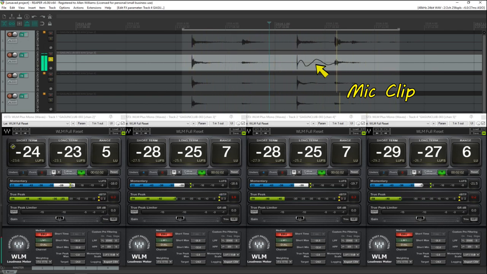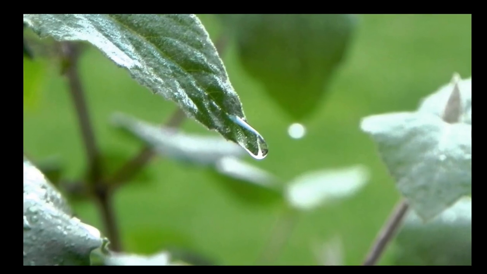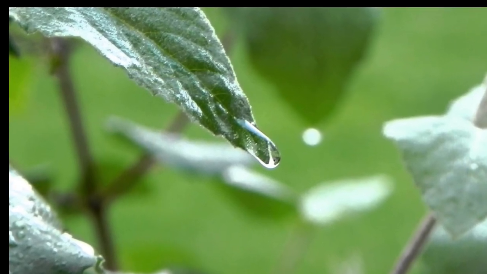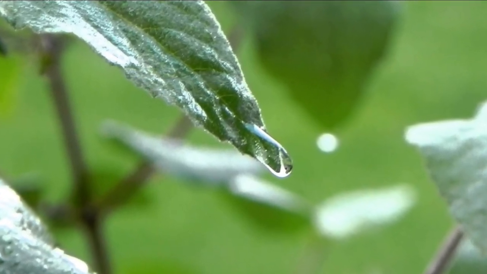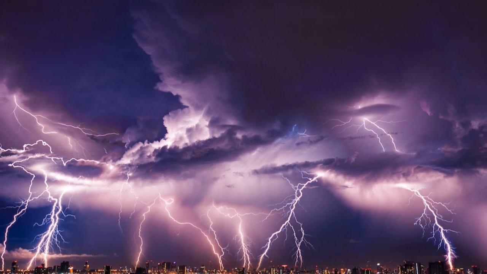Are there applications where you might need 32-bit floating point? Absolutely there are. If, for example, you're recording a singer and do not have access to your recorder and have no idea if they're going to be singing loud or quietly, then you might consider it there. Maybe you're recording the subtle sounds of raindrops hitting leaves during a thunderstorm and have your gain all the way up. You might want to record in 32-bit floating point there just in case you get an incredibly loud thunderclap amongst the rainfall and you don't want to miss that.